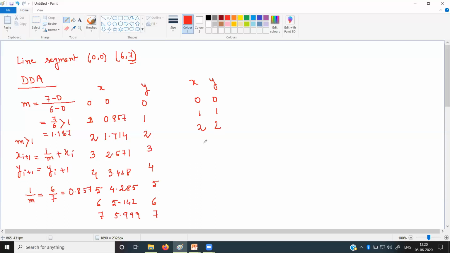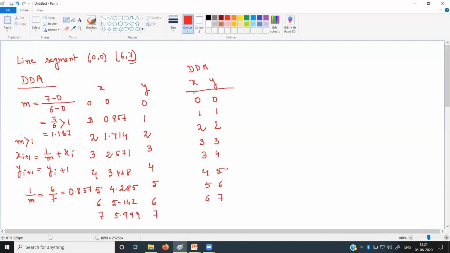Now this one, 2.5, can be considered as 3. Now 3.4 will be considered as 3.4. Next one is 4.2, it will be considered as 4.5. 5.1 will be considered as 5.6. And then the last one will be considered as 6.7. So those are the points for that line segment which is generated by the DDA line drawing algorithm.